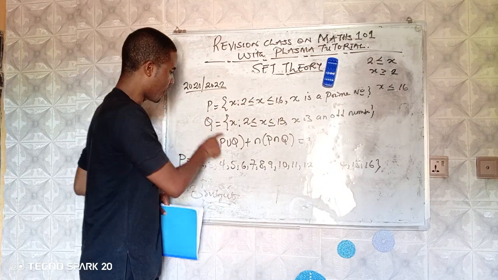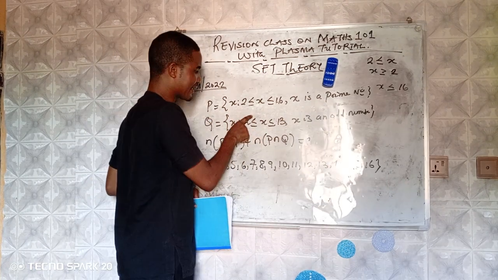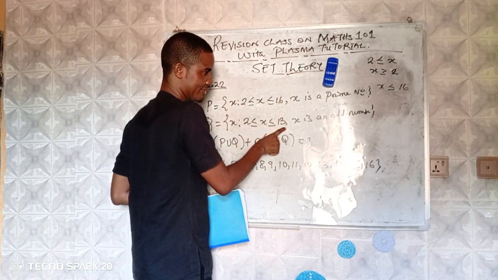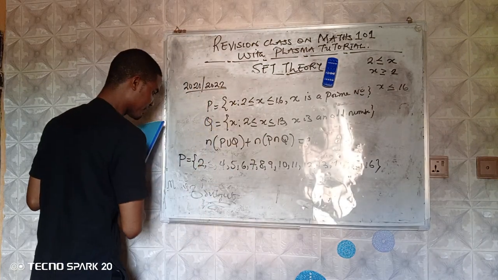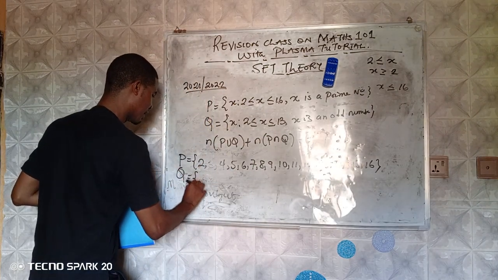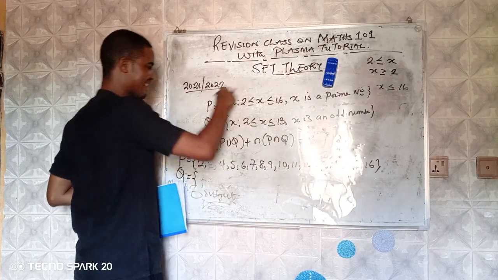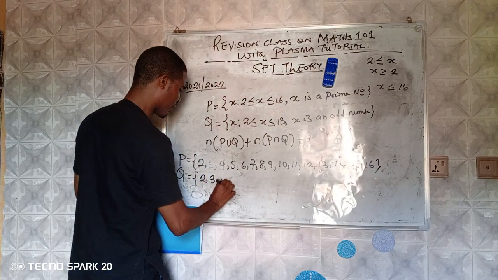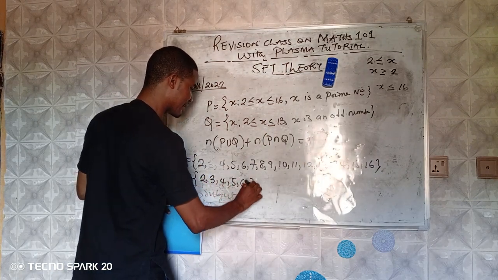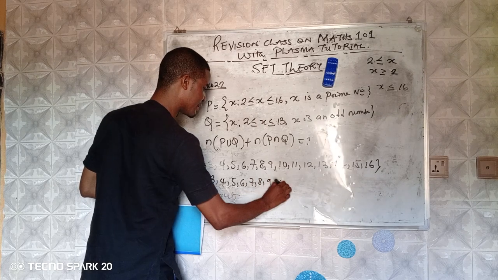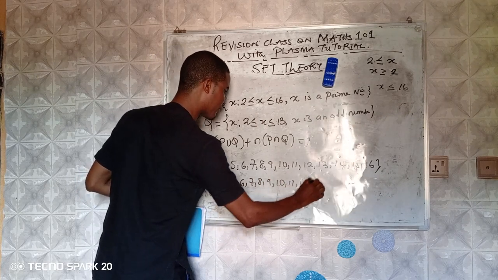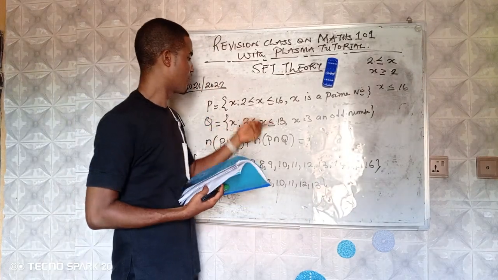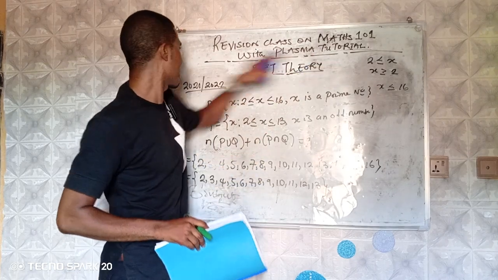Then let's look at the elements of Q. X is greater or equals to 2, but X is less or equals to 13. It will start from 2, then terminate at 13: 2, 3, 4, 5, 6, 7, 8, 9, 10, 11, 12, 13. Now, these are the things I've been able to list out from what I've been given. But then, the information is not complete.